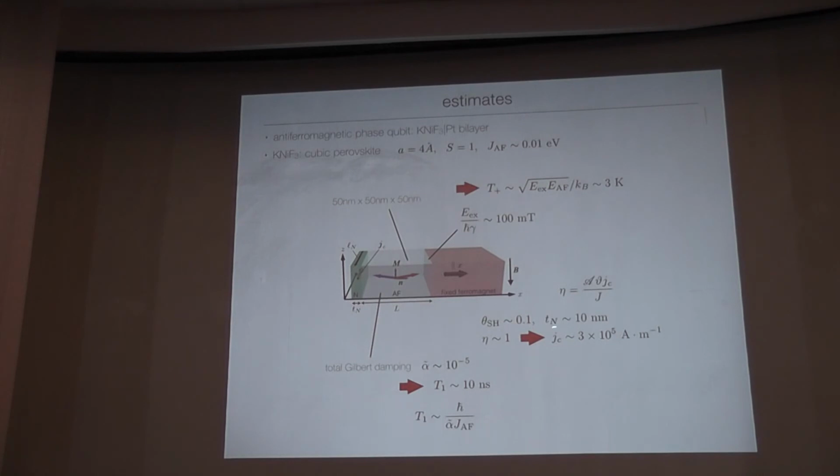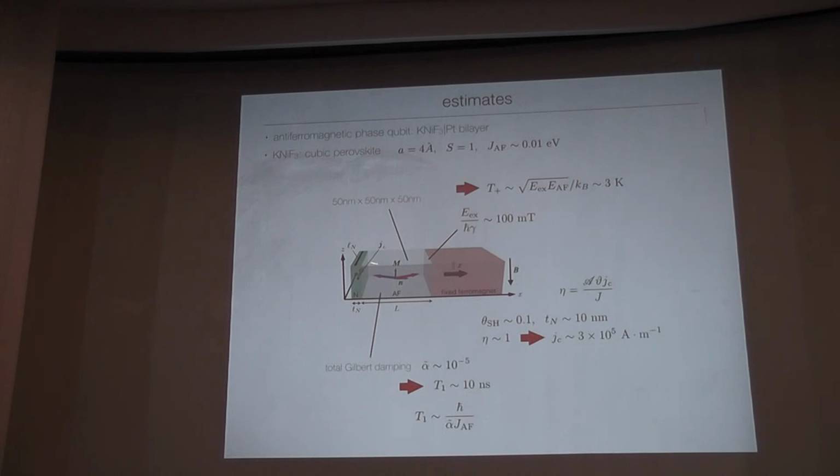Now, if we look at how much charge current we need to pass through this normal metal so that we can go into this nonlinear regime, again using a spin Hall angle for this antiferromagnet normal metal interface of 0.1, and a thickness of the normal metal of, let's say, 10 nanometers, then we need a linear charge current density of about 3 times 10 to the 5 amps per meter, which is also kind of big.